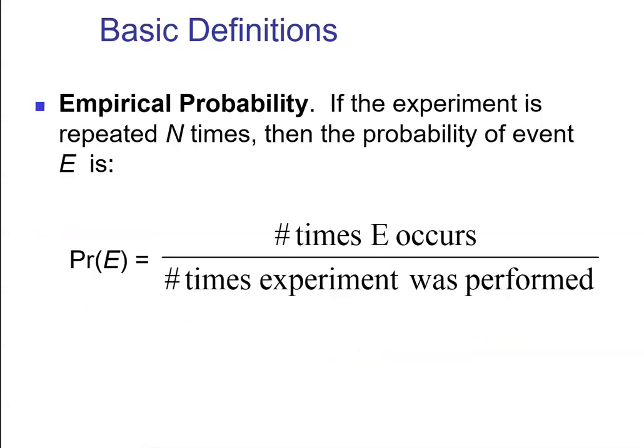So again, some definitions. Empirical probability. If the event is repeated n times, then the probability of the event E is, again, the number of times that E occurs over the number of times the experiment is performed.